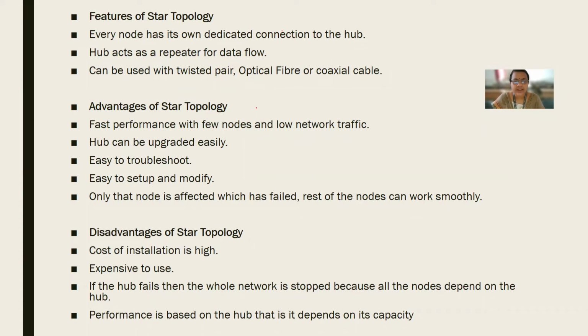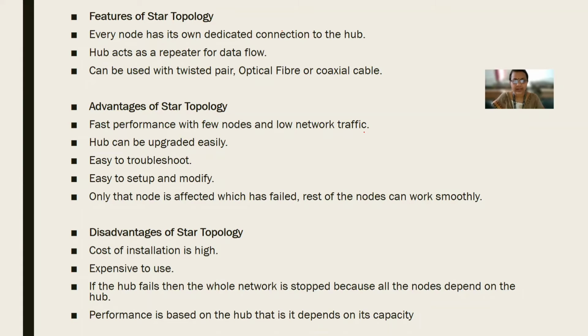And what are the advantages of star topology? It has fast performance with few nodes and low network traffic. Why is it a fast network? Because each has its own path, so it is not a problem. It is like I have my own path to go from here to my home, nobody is there, so I can come very fast, right? Each node has a dedicated path, so there won't be any network traffic. That is the advantage. And as I already told you, the hub works as a booster also.